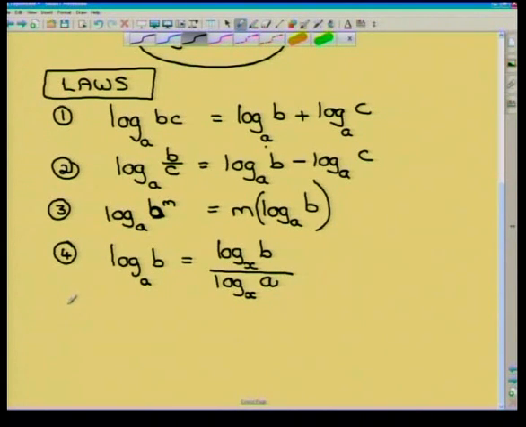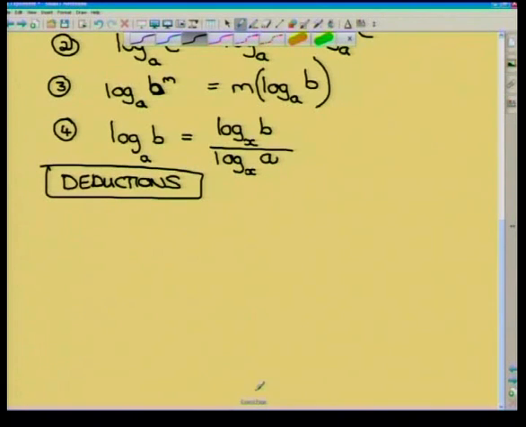Right, now we have a few deductions we need to work with as well. So let's have a look at those. The first deduction says that if I have log to the base a of a, so in other words, the base and the number agree, the answer will be 1. This makes perfect sense because this base goes to that exponent. Now, a to the 1 makes a. So it's perfect.